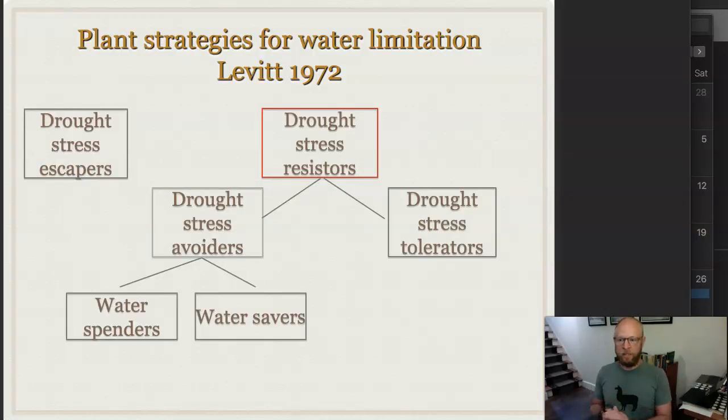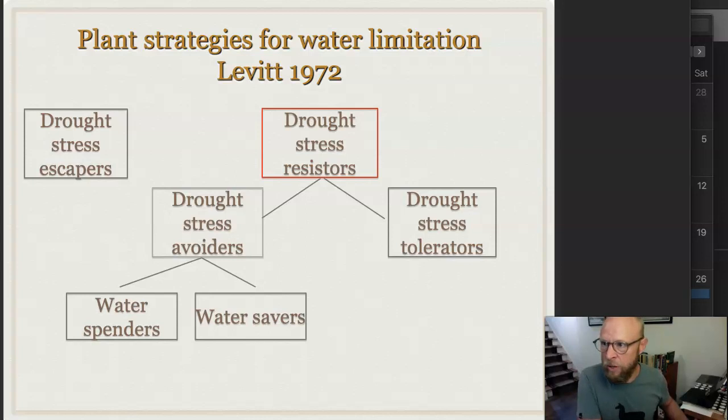Okay, let's move on now. We're going to focus a little more on the drought stress resistors. Now, the term resistor is referring to the fact that these plants are able to somehow resist the drought stress environment. That means they're able to continue growing or maintaining living tissue during the really dry environments.